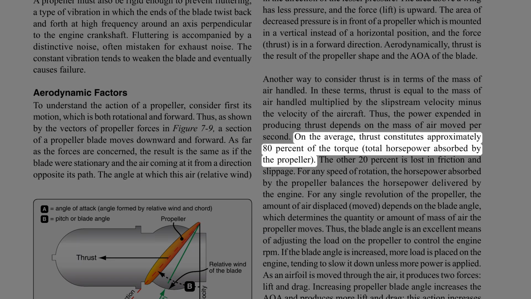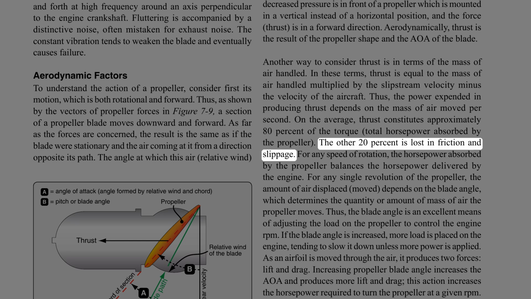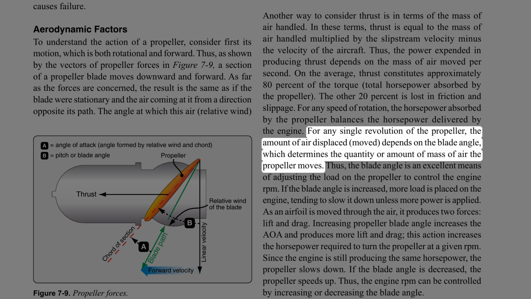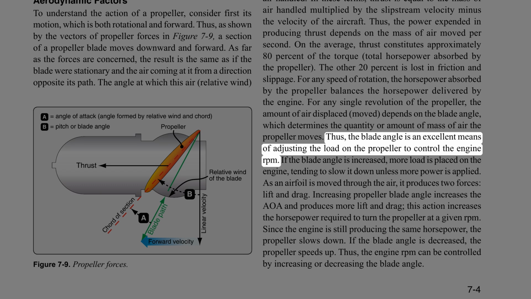On the average, thrust constitutes approximately 80% of the torque, total horsepower absorbed by the propeller. The other 20% is lost in friction and slippage. For any speed of rotation, the horsepower absorbed by the propeller balances the horsepower delivered by the engine. For any single revolution of the propeller, the amount of air displaced, moved, depends on the blade angle, which determines the quantity or amount of mass of air the propeller moves. Thus, the blade angle is an excellent means of adjusting the load on the propeller to control the engine RPM.